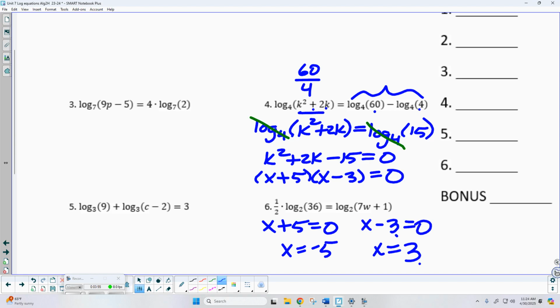Now, I think this is where some people accidentally made a mistake. What happens when you square a negative number? It becomes positive. So that would be a positive 25. Now, the 2 times negative 5 will give me minus 10, but that still turns out to be positive. So both the negative 5 and the 3 do work.